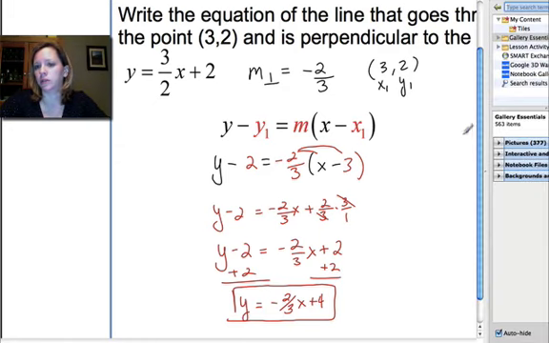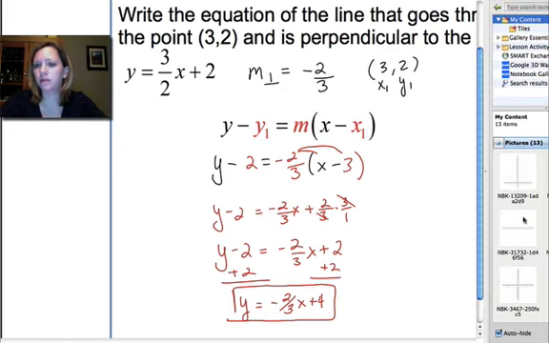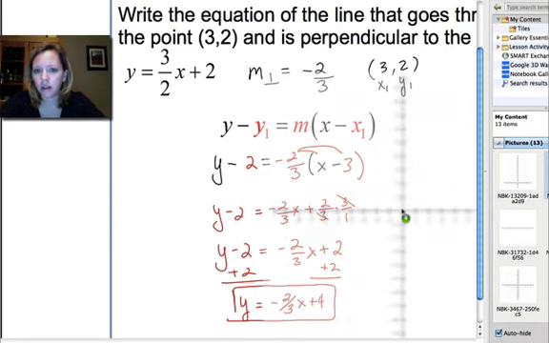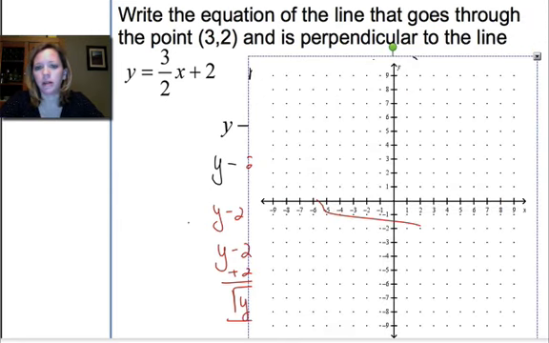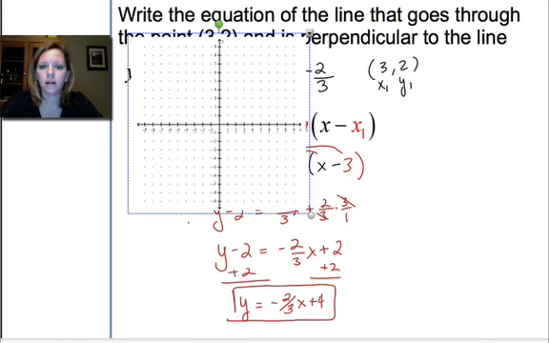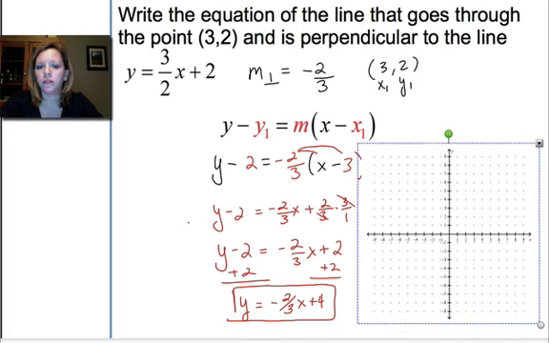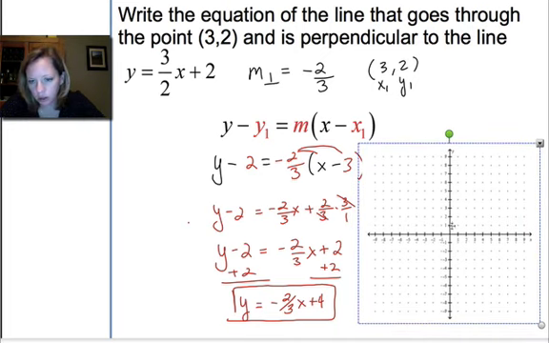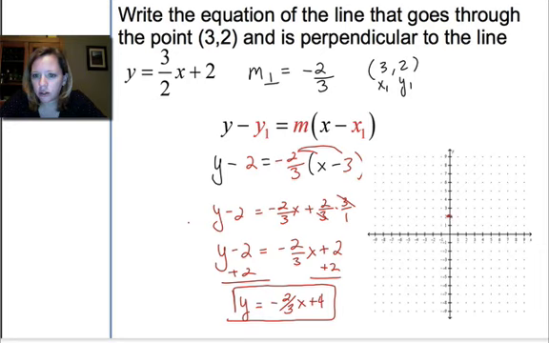So let's see if we can do a really quick graph here. Let me make this graph a little bit smaller here. And then we can graph these two equations. So the first one was 3/2 x plus 2. So that had a y-intercept of 2 and a slope of 3/2. So that's up 3/2 like this, or down 3 and back 2 like that.